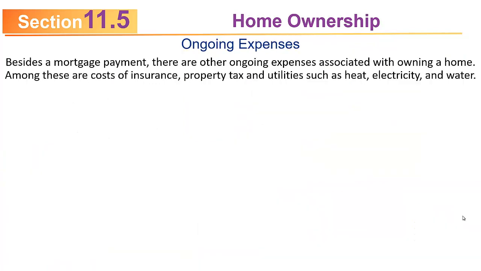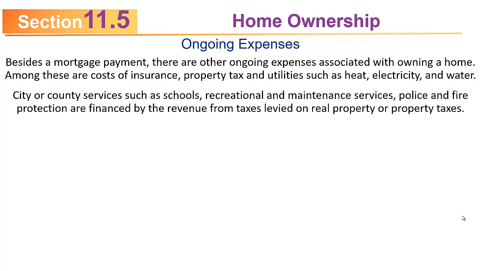Let's talk a little bit about ongoing expenses. In other words, once you've bought the house, you still have expenses. Besides a mortgage payment, there are other ongoing expenses. Among these are cost of insurance, property tax, utilities, your heat, electricity, and water. City or county services such as schools, recreational and maintenance services, police and fire protection are financed quite often by the revenue from taxes levied on real property or property taxes.